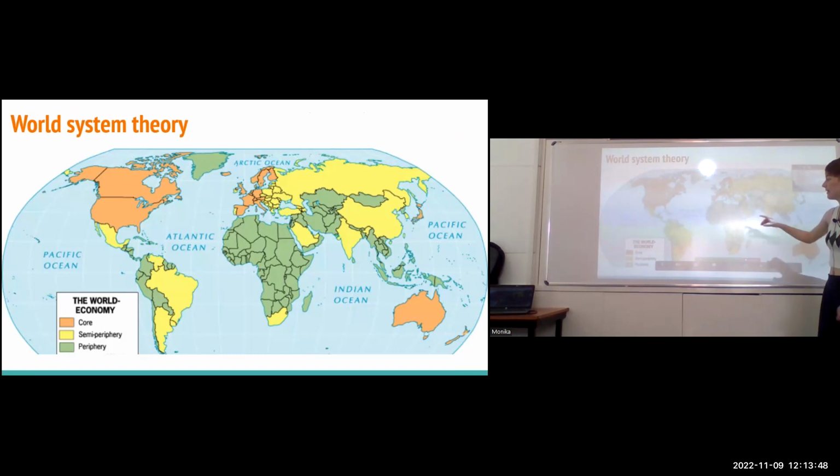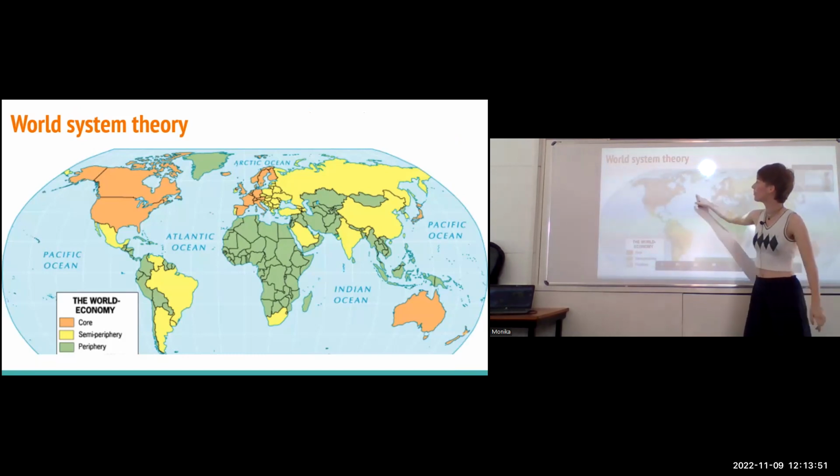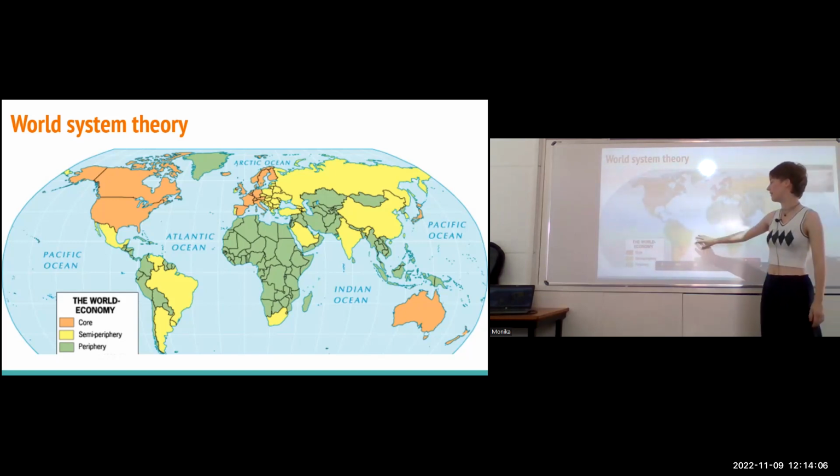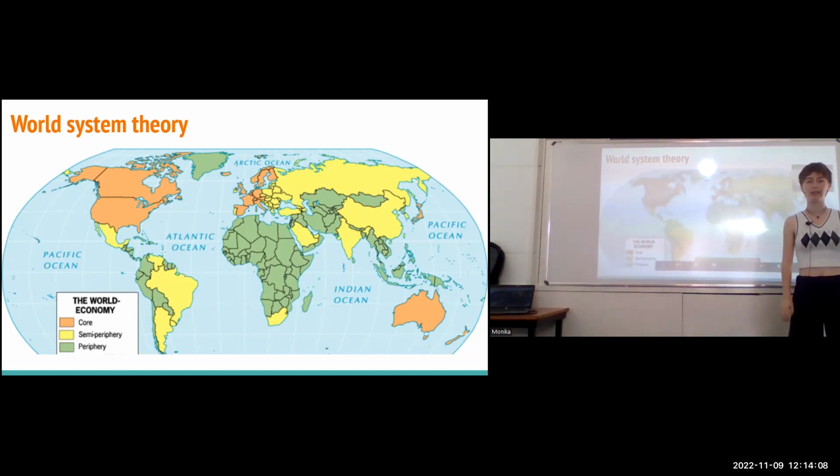So here in red, you can see the core countries, which are in Europe, Northern America, and also down here, Australia and New Zealand. Then the semi-periphery, which we also call the developing countries, which is mostly Eastern Europe, China, India, and then in South America. And then the underdeveloped periphery countries, which is Africa, some in the Middle East and Southeast Asia.